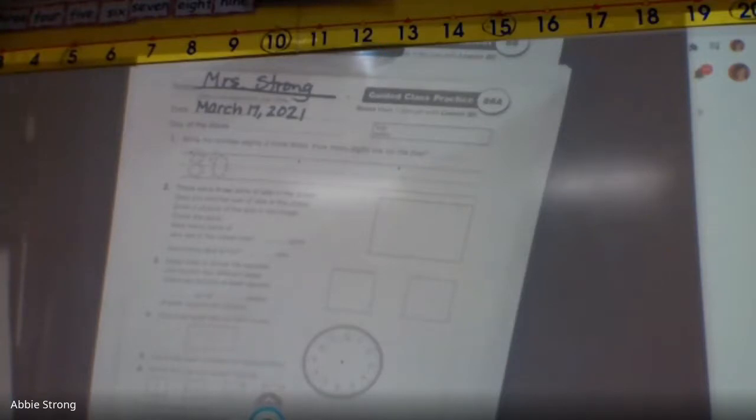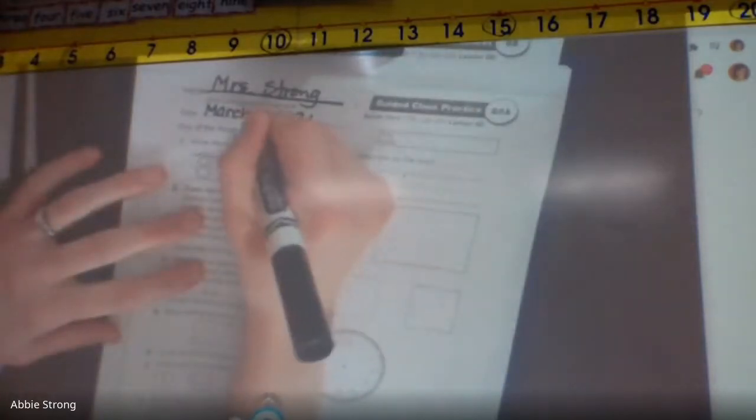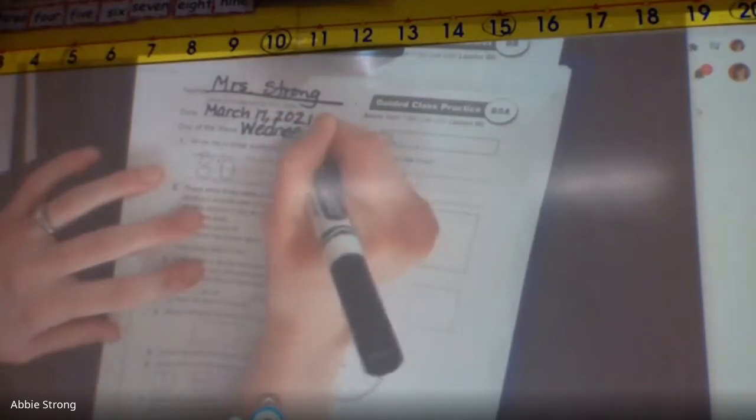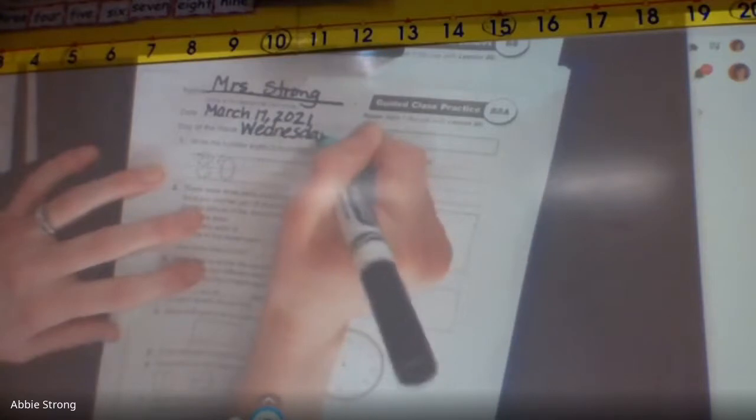Who can tell me what day of the week it is? Alea, what's the day of the week, honey? Starts with a W. What? Wednesday. Good job. Capital W E D N E S D A Y. Good spelling with me. And tonight, go get a ticket. Trini, go get a ticket. Peyton, you can get a ticket.